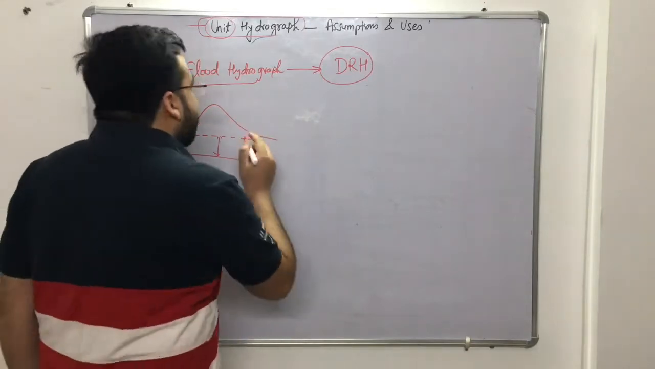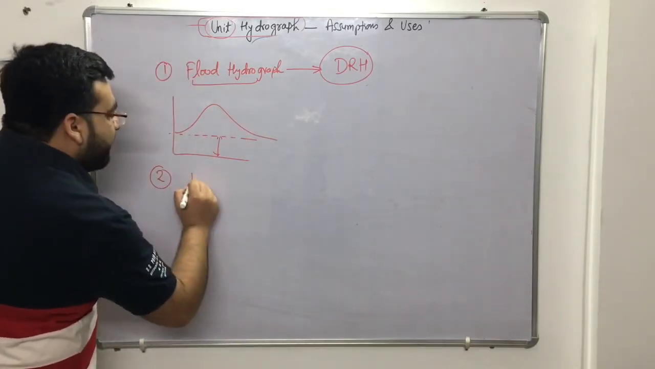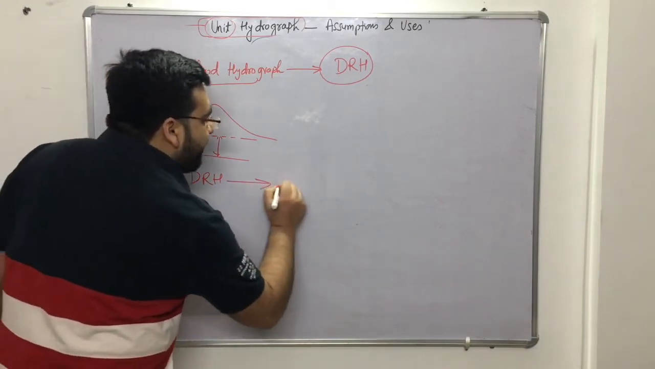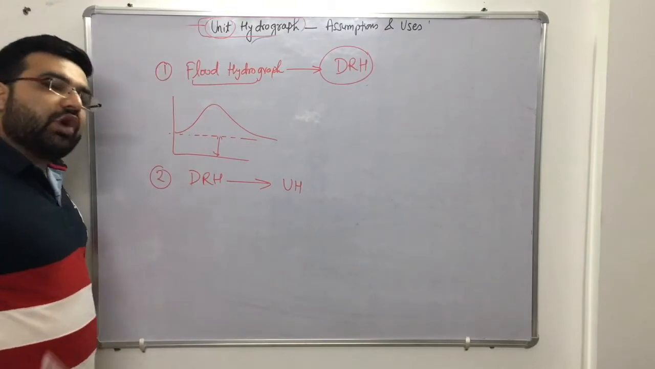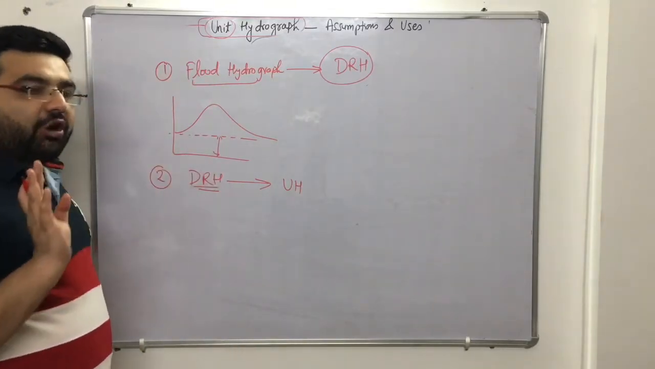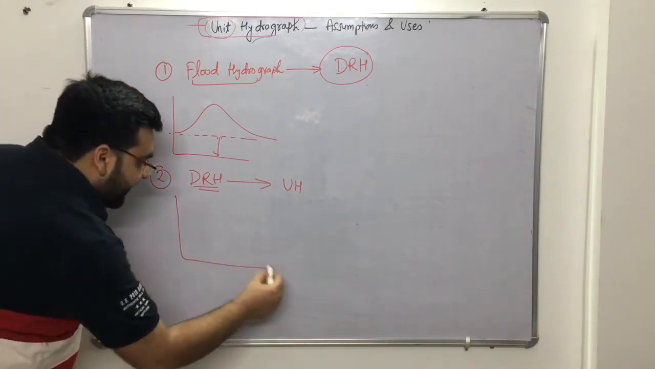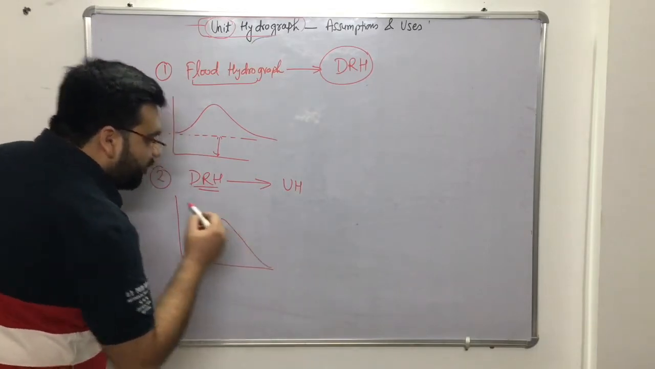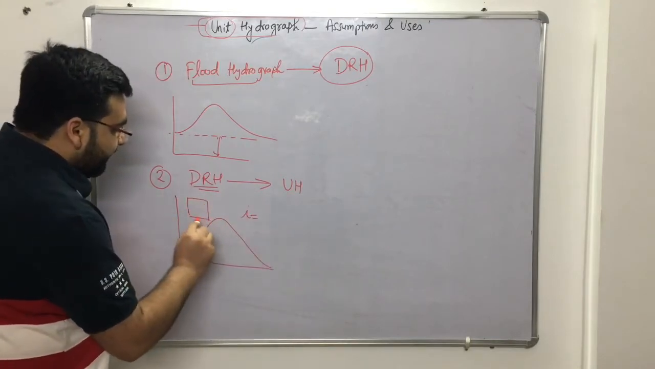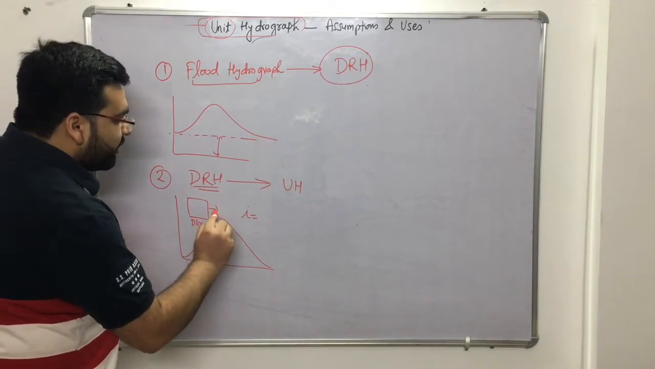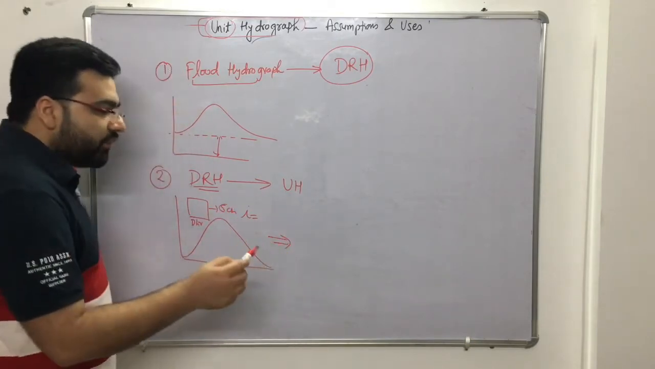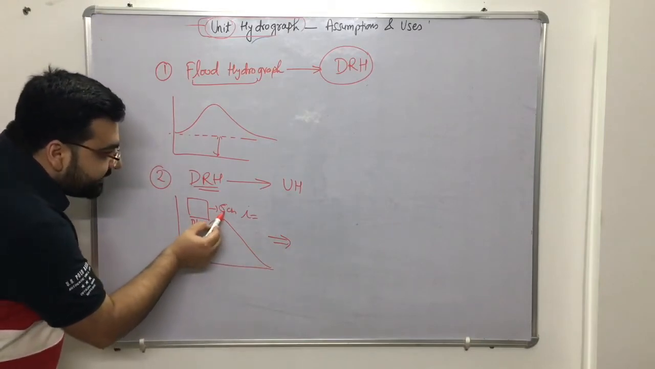The next type of question is that you will be given a direct runoff hydrograph, and from it you have to get the unit hydrograph. So how will you do it? First of all you will calculate the effective rainfall. Let us say this was the direct runoff hydrograph you have got, and this was the rainfall for d hour duration, of, let us say, 5 centimeter. Now, to get a unit hydrograph, what do you have to do? You have to divide the ordinates by 5.